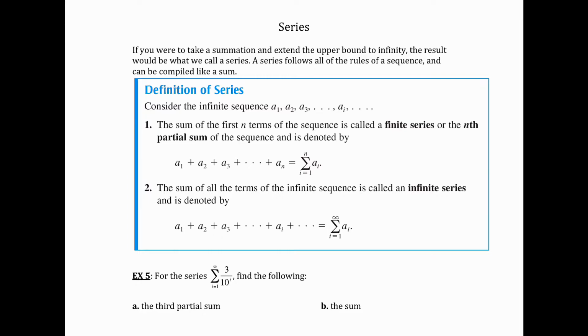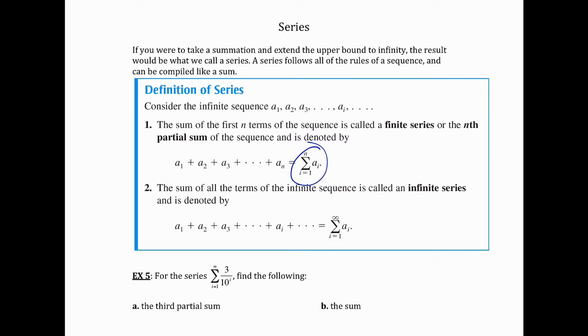Now, consider the infinite sequence a sub 1, a sub 2, a sub 3, etc., and you'll see the dots keep going forever. Then the sum of the first n terms of that sequence is called a finite series. So it's like a partial sum. We're not adding up an infinite number of terms, we're just adding up a finite number of terms. That'd be like taking the first term, plus the second term, plus the third term, until you get to the nth term. And we would use this notation: the sum from i equals 1 to n of a sub i. So starting off by plugging in 1, we get a sub 1, and then a sub 2, and stopping once we get to n.